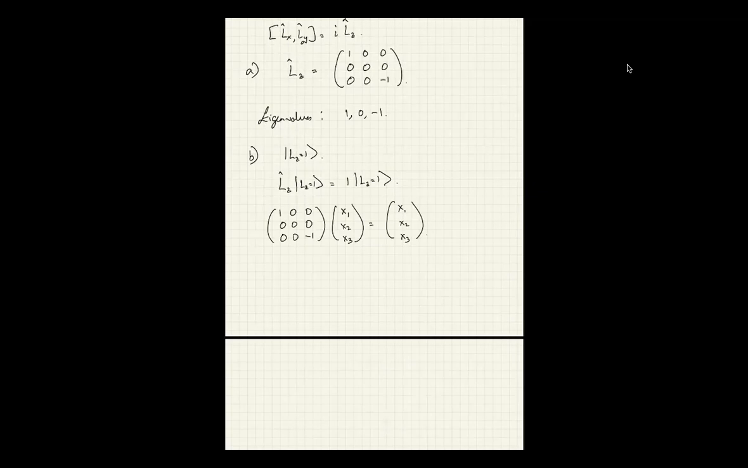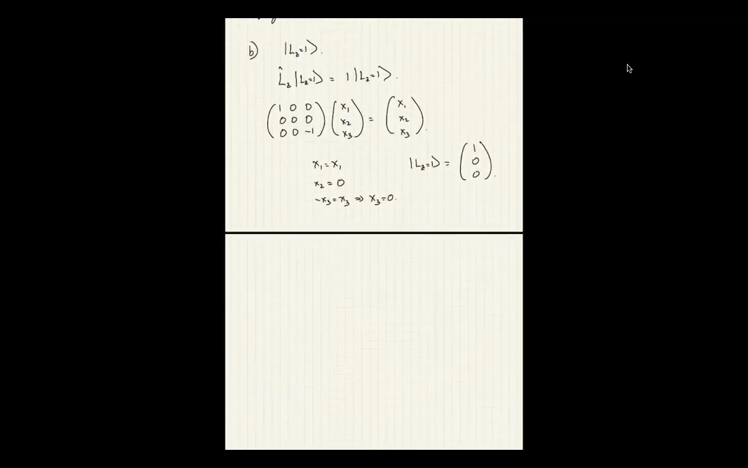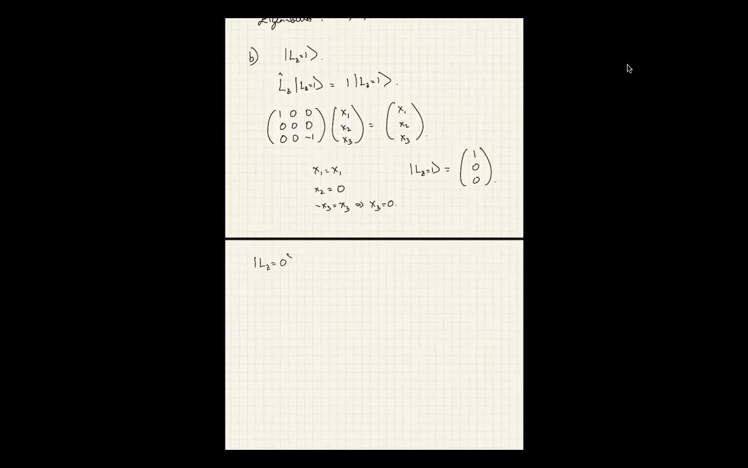Now, if you look at this equation, you get three equations. x1 equals x1, x2 equals 0, and minus x3 equals x3, which implies x3 is also equal to 0. So the eigenvector corresponding to Lz equal to 1, the state, is trivially given by 1, 0, 0. And the length of this vector is already 1, so there is no need to normalize this. For completeness sake, we can also write down the corresponding eigenvectors for 0 and minus 1. For 0, it will be 0, 1, 0. And for Lz equals minus 1, the state would be 0, 0, 1. Okay, this you could quickly verify.